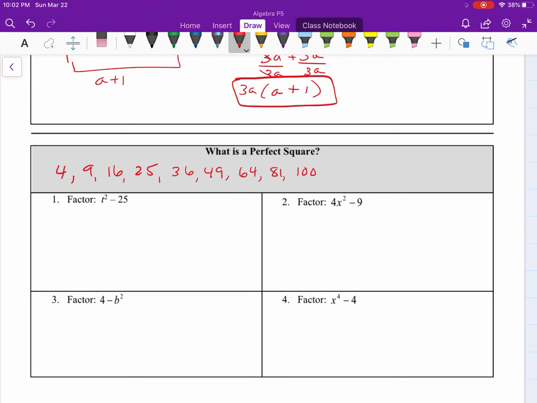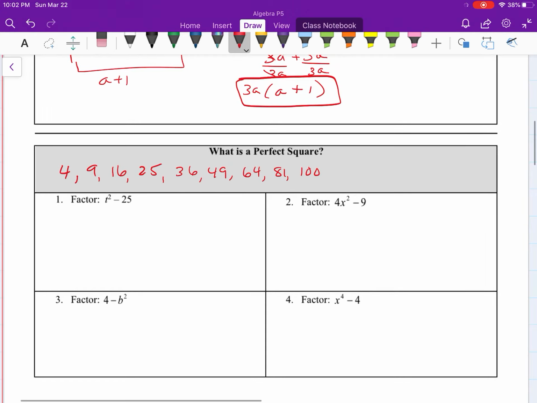But I don't want you to think that perfect squares only have to be numbers. They can also include variables, such as x squared. Why is x squared a perfect square? Because it's x times x. Or something like x to the fourth is a perfect square because it's x squared times x squared. Something that would not be a perfect square would be something like x to the 5th power. That's not a perfect square. Basically, anything that has an even exponent would be a perfect square.